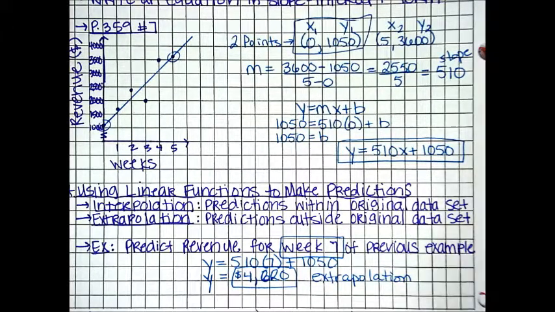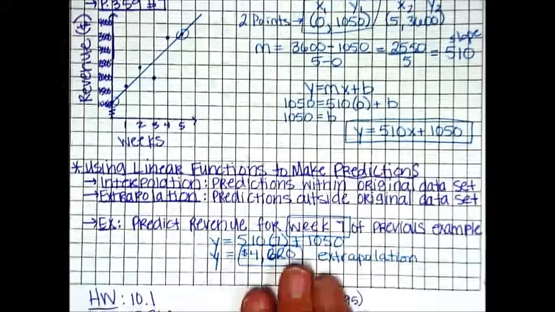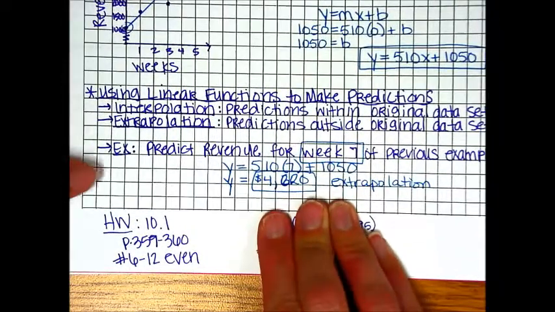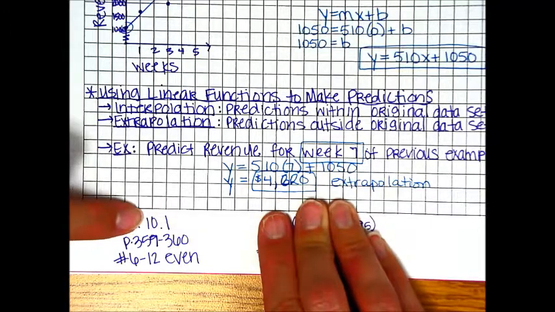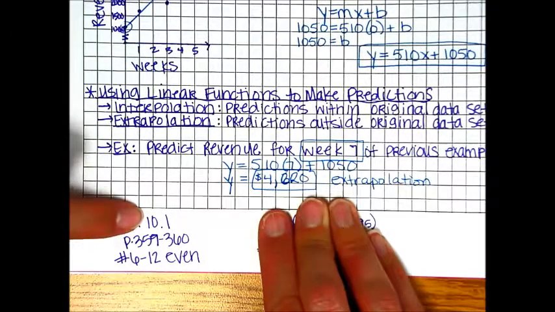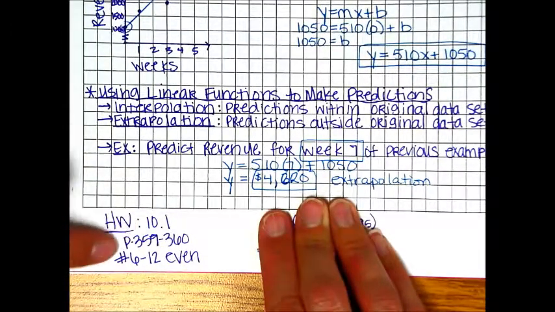Okay, so the homework that goes along with this lesson is just going to be added on to lesson 10.1 that was already started in the previous video. So all you're going to do is add 6 through 12 even, so just 6, 8, 10, and 12 off of pages 359 and 360.